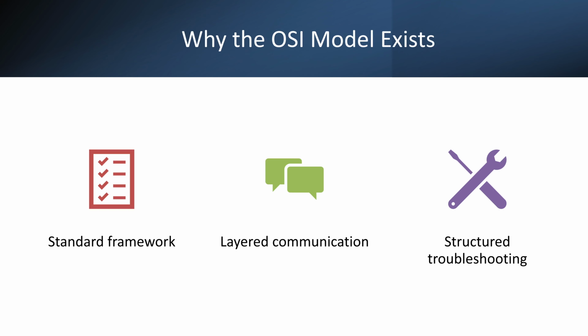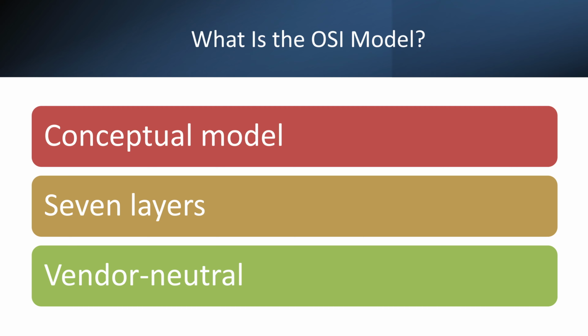All right, that's fine. It stands for Open Systems Interconnection. It's a conceptual model that describes how data moves across the network in 7 distinct layers. Each layer has a specific role. Each layer depends on the layer below it.